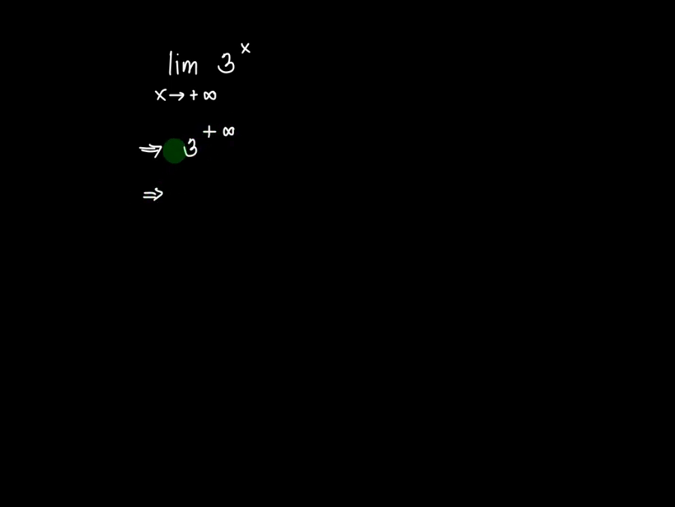So as you can see, if a number greater than 1 is raised to a very, very large number, this means that the result is a very, very large number. And that is why the limit of this is positive infinity.